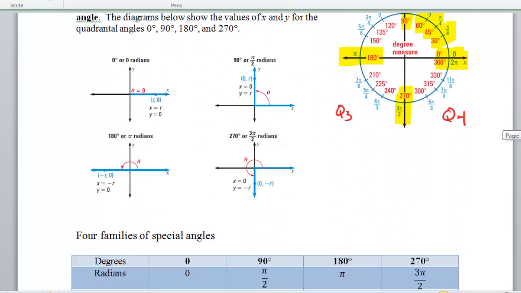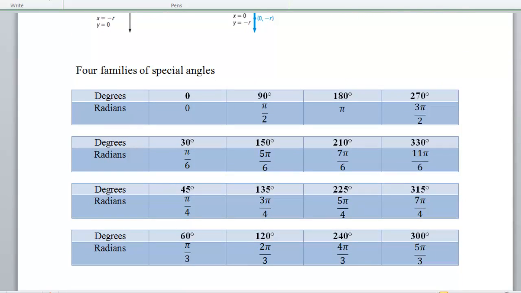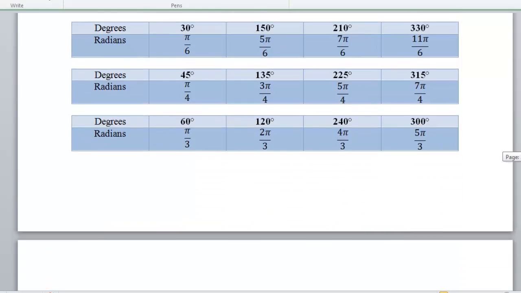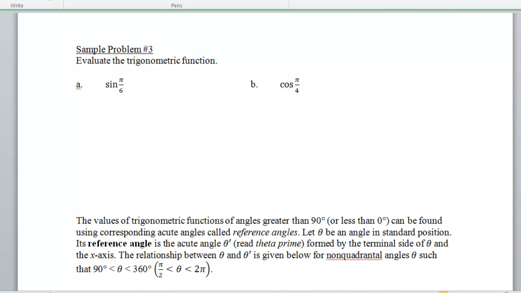And so of course we've taken these common measurements and I've created a chart here that shows you basically a family of measurements that go with them. So this is really good to know and to understand. And so sometimes you have a problem like sample problem number 3 where it asks us to evaluate the trig function, and of course in this case the angle. And so if we're evaluating the sine of an angle, that angle is going to equal the opposite over the hypotenuse as if we were in a right triangle.